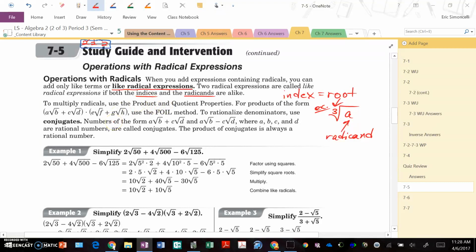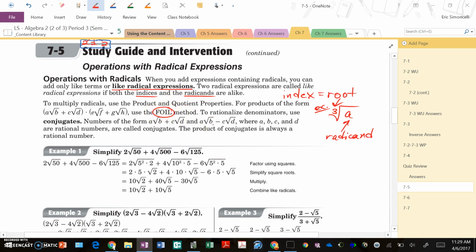To multiply radicals, use the product and quotient properties. For products of the form a root b plus c root d, times e root f plus g root h, use the FOIL method. So we're definitely going to do some of that today.